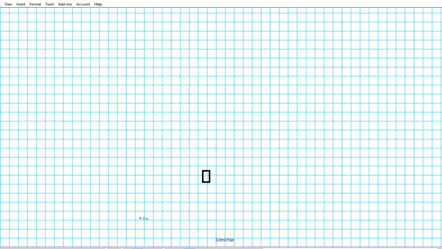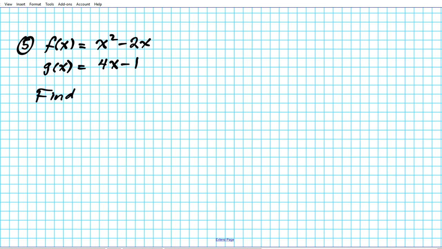Alright, let's take a look at the next one. This one we're going to be carrying out a composition operation. Number 5, what if we have f of x equals x squared minus 2x and g of x equals 4x minus 1. The task is to find f circle g of x. Alrighty, let me fix my composition symbol here to make it clear. We have a circle.